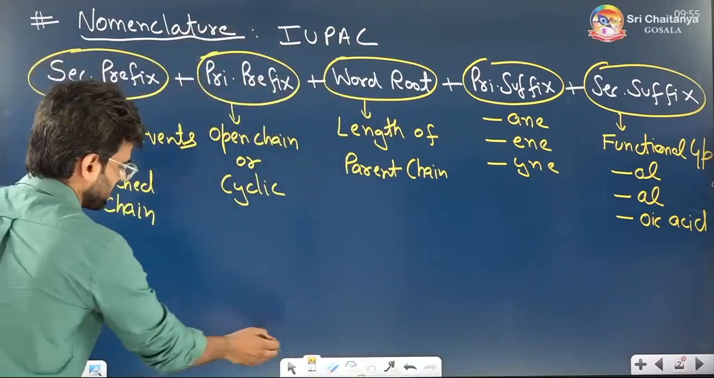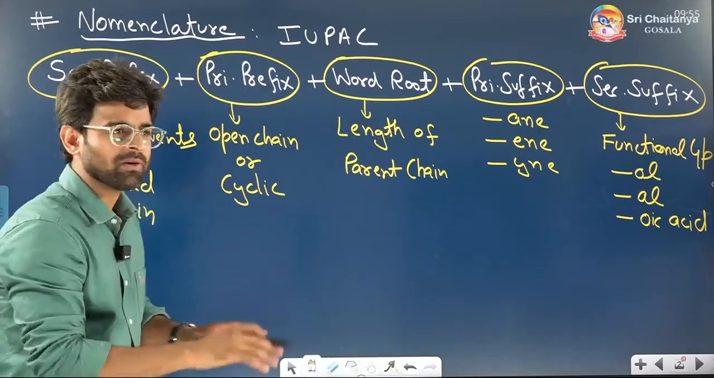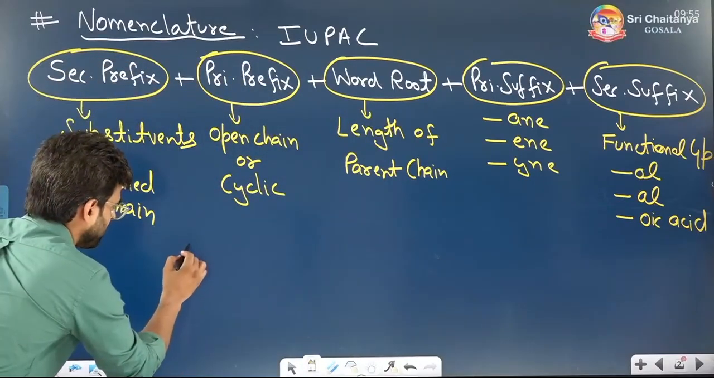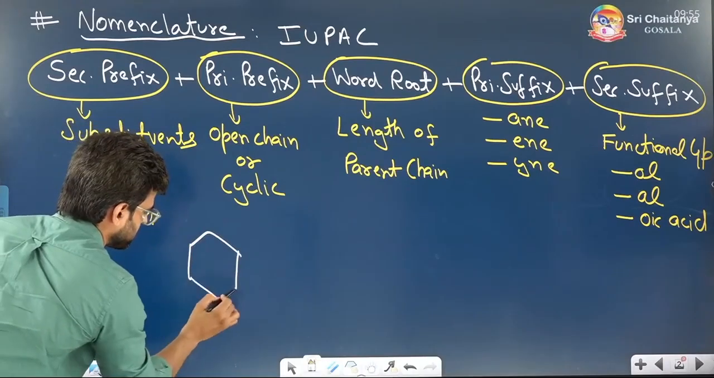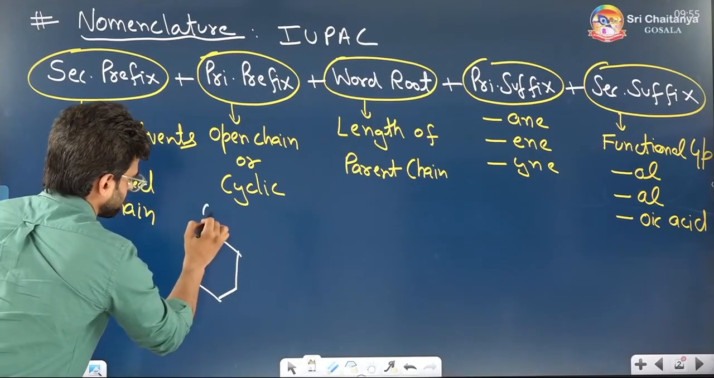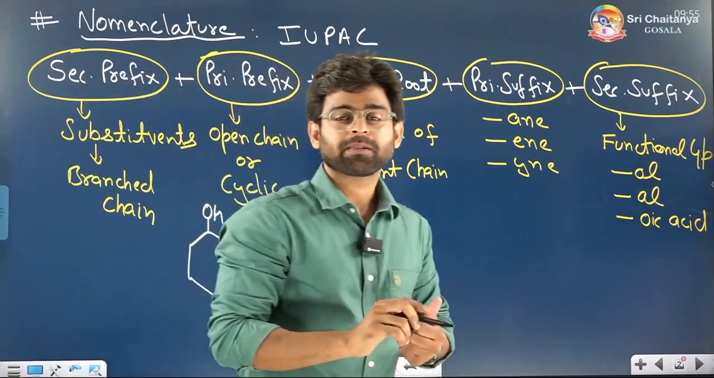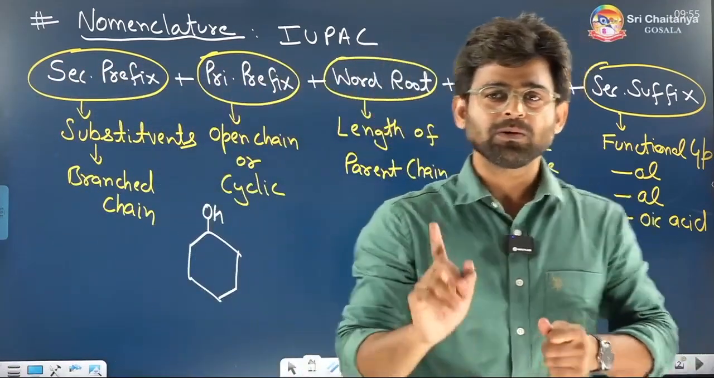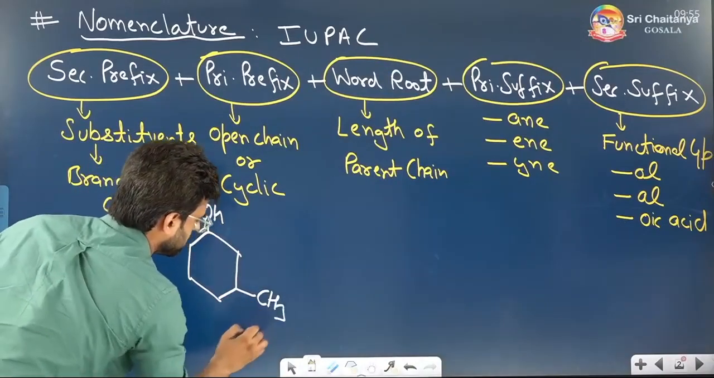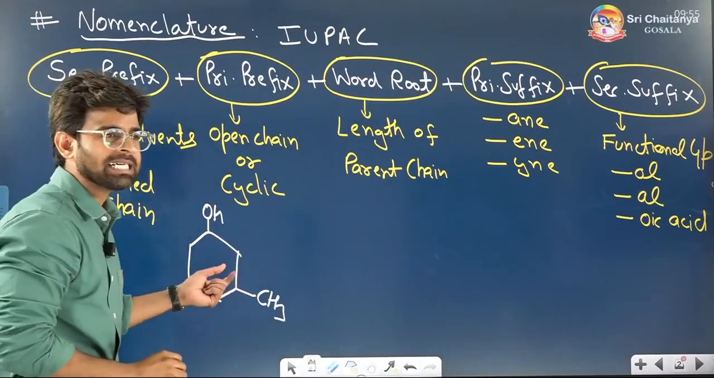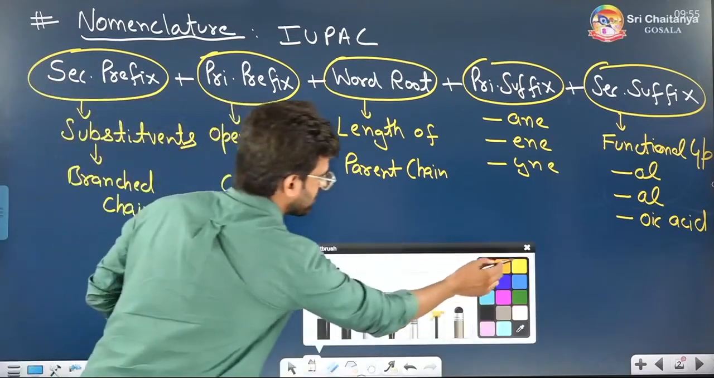I am taking one example and using that I will explain. Look carefully. I am writing the name, don't worry about it. I have this compound. First tell me, is this compound open chain or cyclic? Definitely a cyclic compound, right?